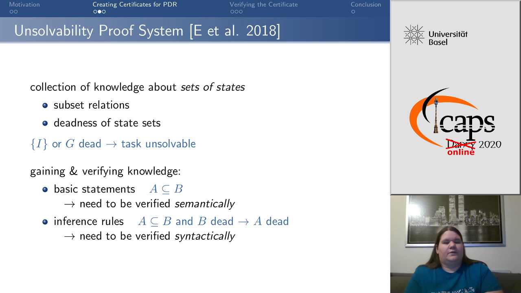How can we now gain such knowledge? The first way is with the help of so-called basic statements. In our proof system, they always take the form of some set, subset, another set. These statements need to be verified by the verifier semantically, so it needs to actually look at what A is and whether this is really true. The other way of gaining knowledge is by so-called inference rules. Here is one example. If A is a subset of B and B is dead, then we know that A must be dead as well. The correctness of these rules is proven outside of the proof system, so the verifier does not need to do that anymore. It just needs to verify that the rule is applied correctly on a syntax level.